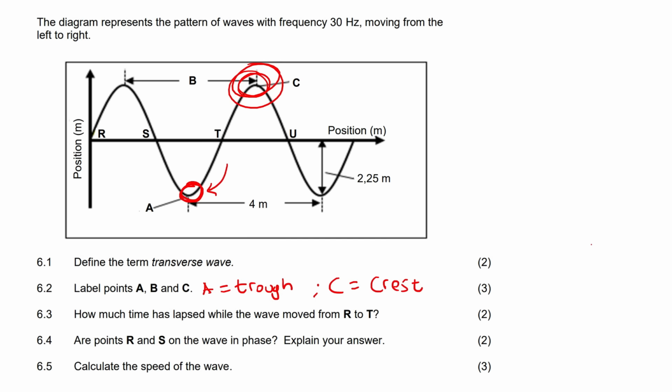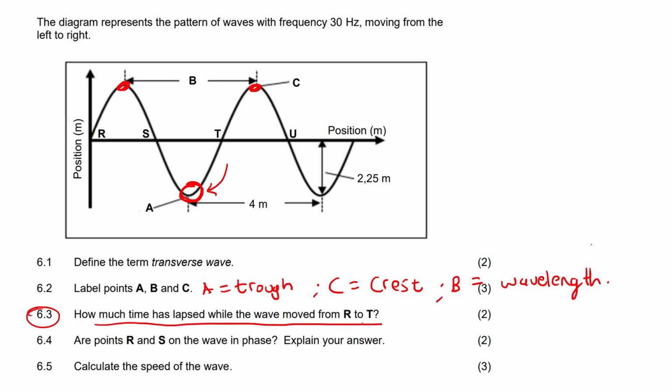And then B, well, you see, B is going from the same position to the same kind of position. We call that a wavelength. So B is the wavelength.